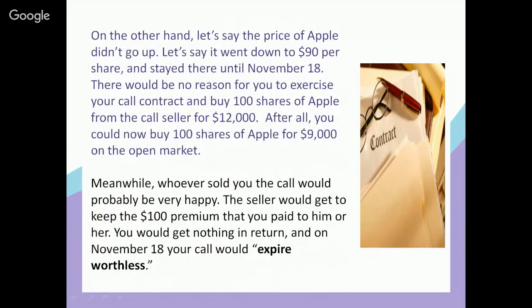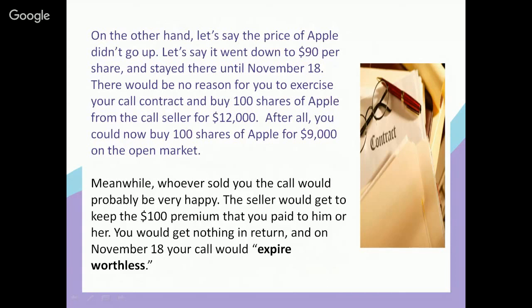Now, what if Apple stock went down? Well, on the other hand, let's say the price of Apple didn't go up. Let's say it went down. Remember, it's $105 when you bought the contract. Let's say Apple stock went down to $90 per share, and let's say it stayed there at 90 until November 18th, the expiration date.